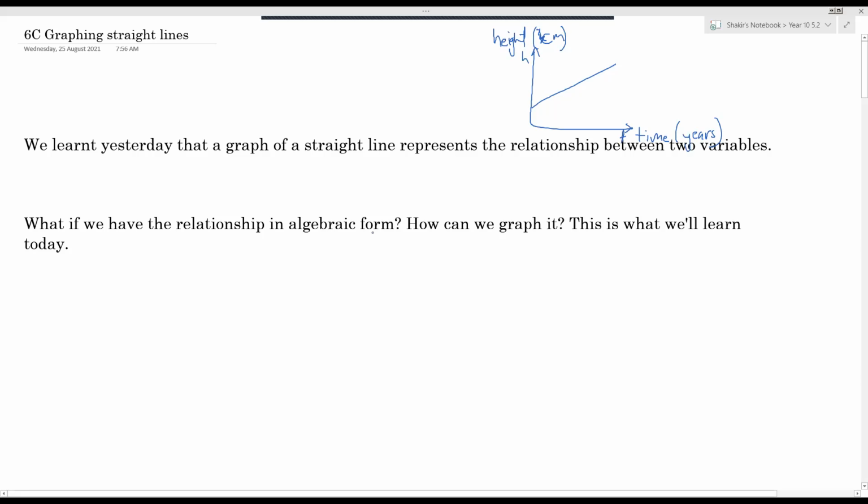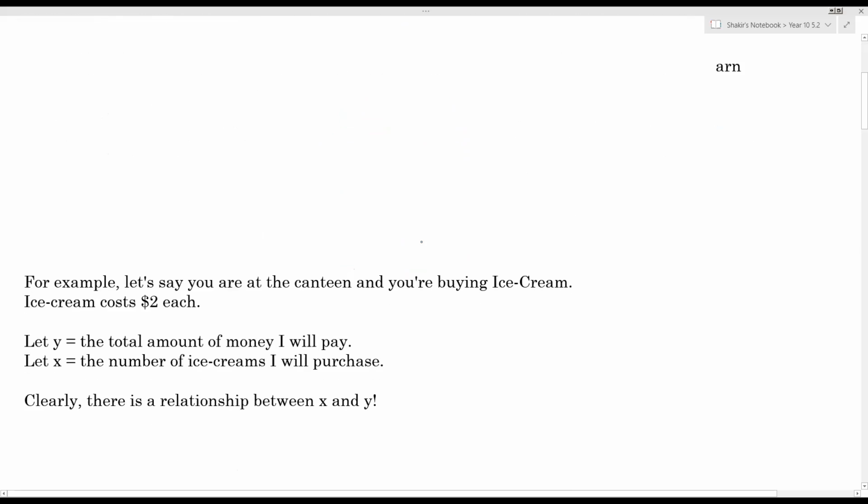Now, what if you have a relationship in algebraic form? What if you have something like, height is equal to time in years multiplied by, I'm just gonna make something up, 21T? What happens there? How do you graph that? That's what we're gonna learn today. How do you graph a relationship that has been given in algebraic form? Height is 21T. Anyway, moving on.